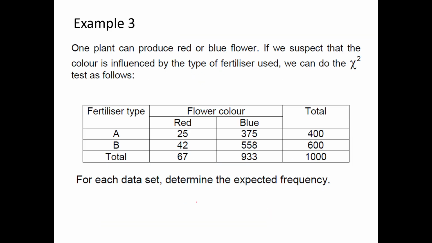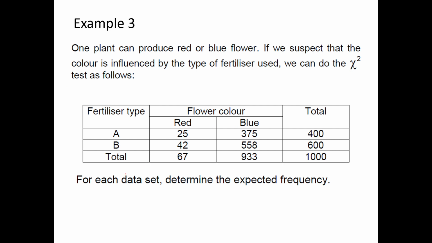Let's look at one of the examples to help you understand better how to calculate your chi-square independence test. So let's look at this example. One plant can produce red or blue flowers. If we suspect that the color is influenced by the type of fertilizer used, we can do the chi-square test as follows. This is the statistic given over here for you to do your calculation.